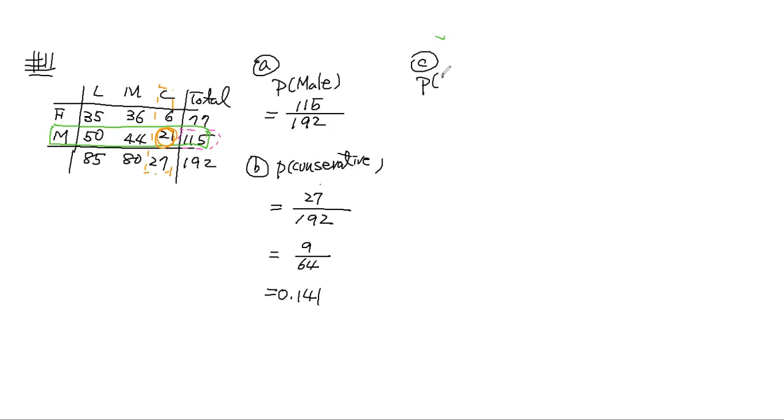So that means conservative, given that it is males, right? So under that, how many males? So your denominator right now is 115, and this is 21 here, okay?